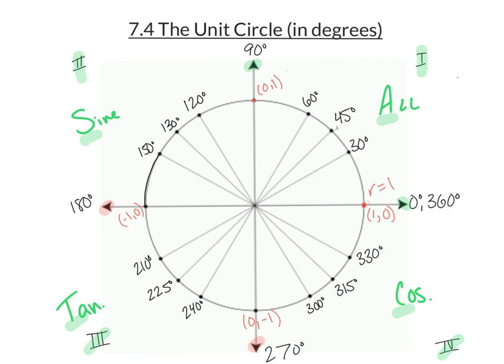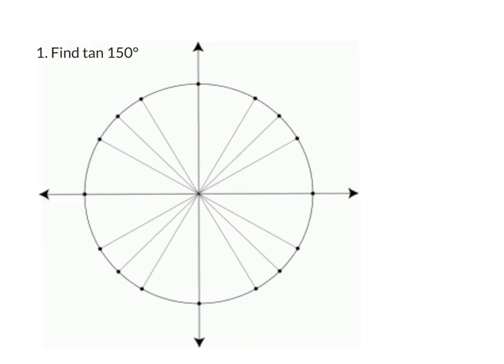So let's now start making some triangles and solving so you can see what we're using this for. All right, the first problem we're going to do is find tangent of 150, so 150 degrees. And if you remember from the unit circle we had, 150 degrees was right over here.